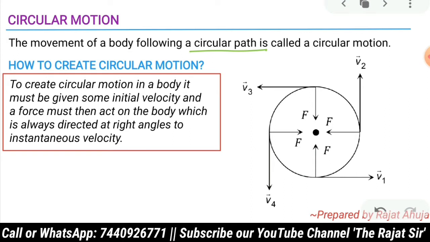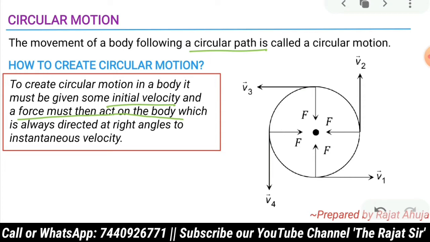In technical terms, just read this. To create circular motion in a body, it must be given some initial velocity and a force must act on the body which is always directed at right angles to the instantaneous velocity. This is technically written, but we need to ease down the language to understand. Always remember one thing, we need to give some initial velocity to the object we want to rotate, and also we want that particular body to keep on rotating.